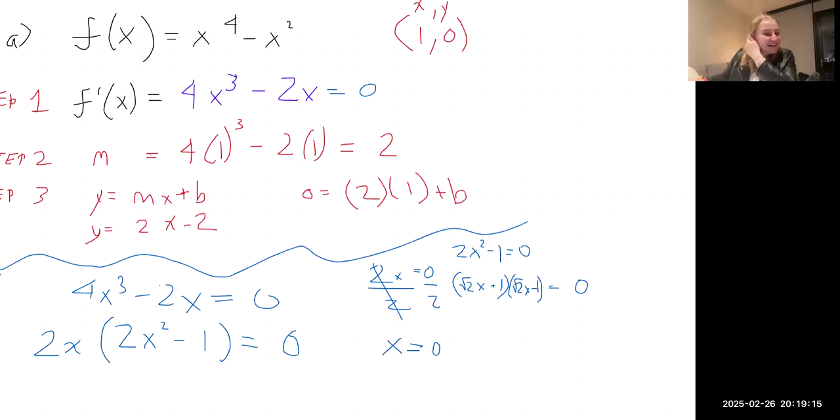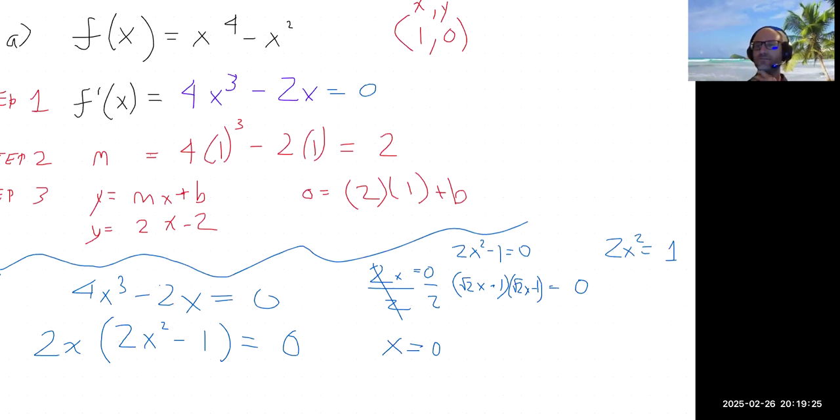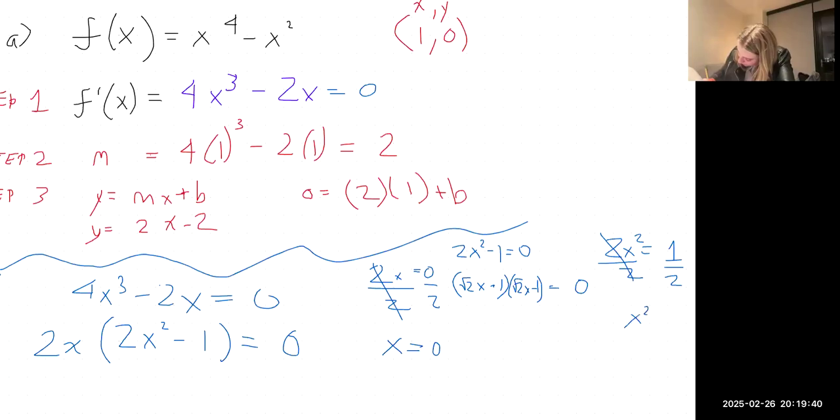What I would do is add 1 to both sides. That would give me 2x squared equals a positive 1. So it's just going to be a positive 1 on the other side. And then I want to divide this by 2, so that's going to cancel out. So we get x squared equals 1/2.